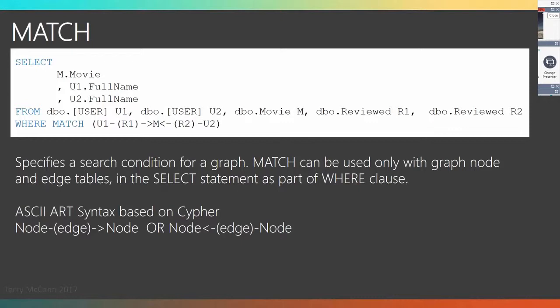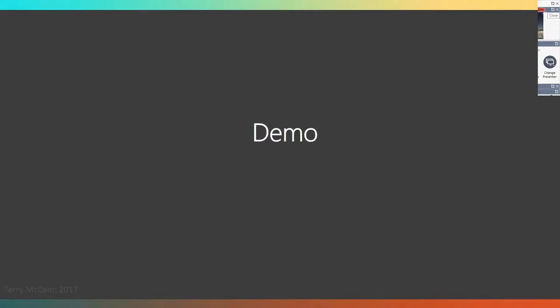So we're going from node user 1 through our reviewed relationship to a movie, then we are going from the other side, our user 2 through review 2 to a movie. So what I'm saying is, find me the users who rated the same movie. Give me the users who rated the same movie. This sort of syntax becomes a little bit tricky to get your head around, but we've got a demo coming up, so we'll show it in a bit more detail and try and describe it that bit better. Okay, the demo. Let's get onto that, and we'll try and indicate a bit better what's actually going on.